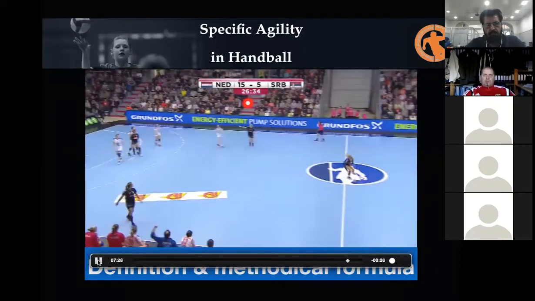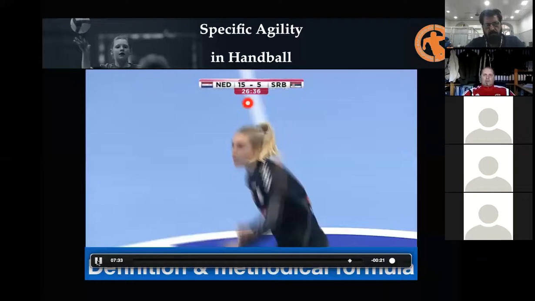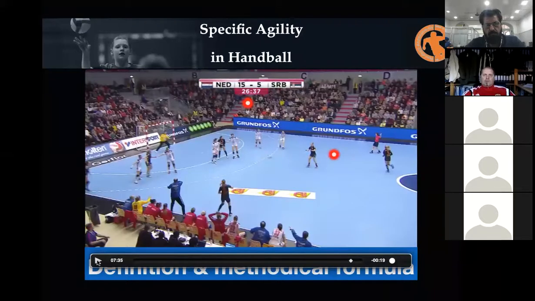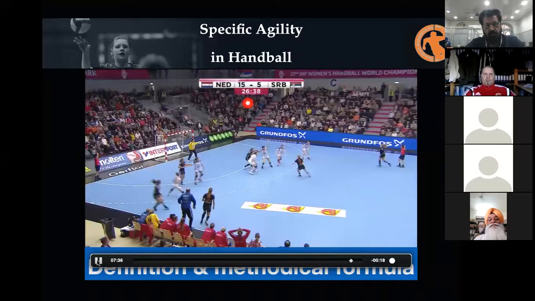In that moment, she's giving the signal. The arm of the referee will go up in that moment. So you can see the referee is giving the forewarning signal. Center back is now here. And in the next step, she solves the situation in cooperation with the pivot.